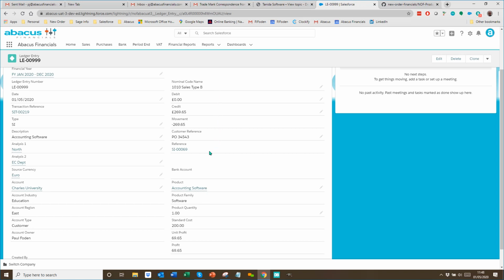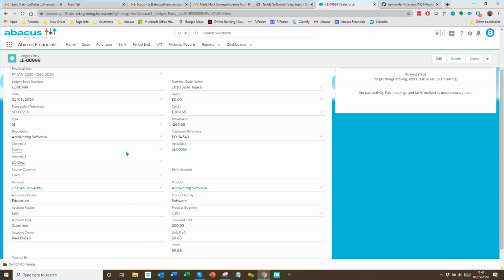the customer reference, the invoice reference, what bank account was used if it's a cash transaction, the product family, the product quantity, the standard cost, the unit profit, and because there was only one, the total profit on that transaction. So as you can see, you get a lot of very rich information, which makes building reports in Abacus extremely easy and very flexible. Furthermore, you can add other objects in Salesforce to the ledger item.